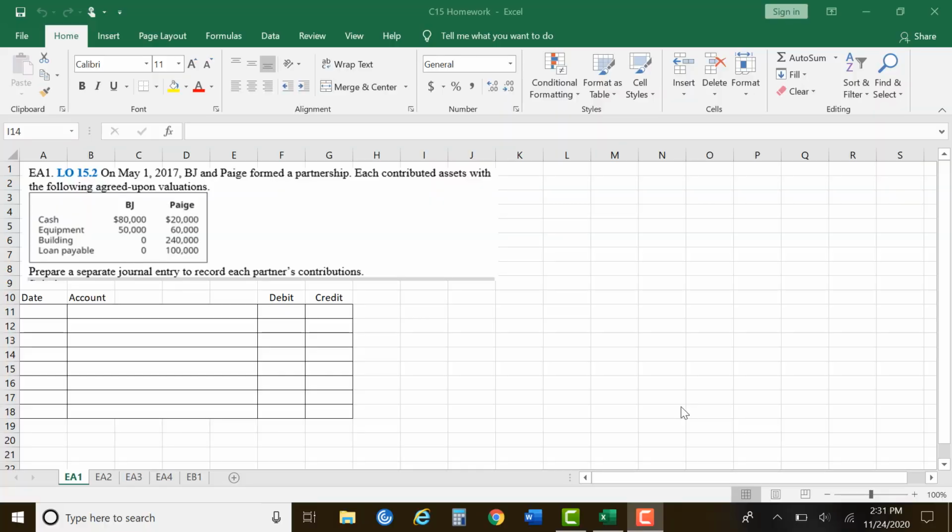For exercise 15, exercise A1, on May 1st, 2017, BJ and Paige formed a partnership. Each contributed assets with the following agreed upon valuations. So this is what they agreed upon, what the value was. Remember, we recorded at what the fair value is, what the market value is at the time. So we're going to prepare a separate journal entry to record each partner's contributions.